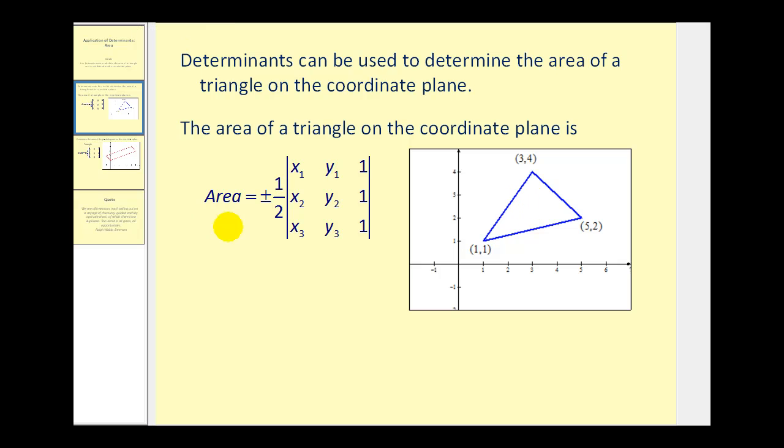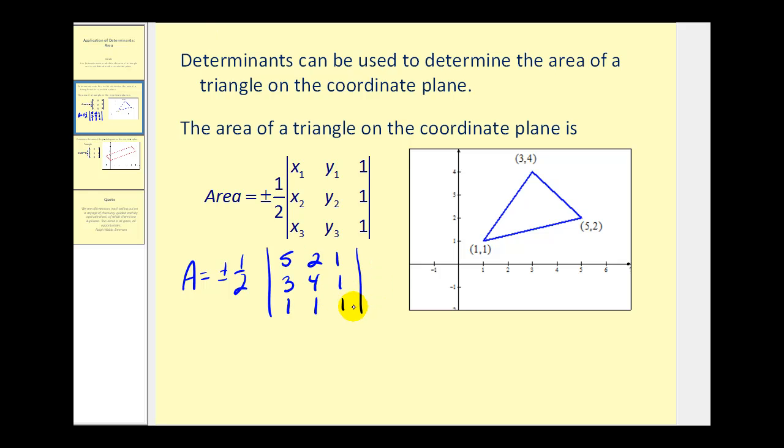The area of this triangle will be equal to plus or minus 1/2 times this 3 by 3 determinant. And let's go ahead and start with the point 5, 2. So the first row would be 5, 2, 1. Let's go to the point 3, 4. So we'll have 3, 4, 1. And then the last point would be 1, 1. So we'll have 1, 1 for the point. And the third column is always equal to 1. Let's go ahead and find the value of this determinant.